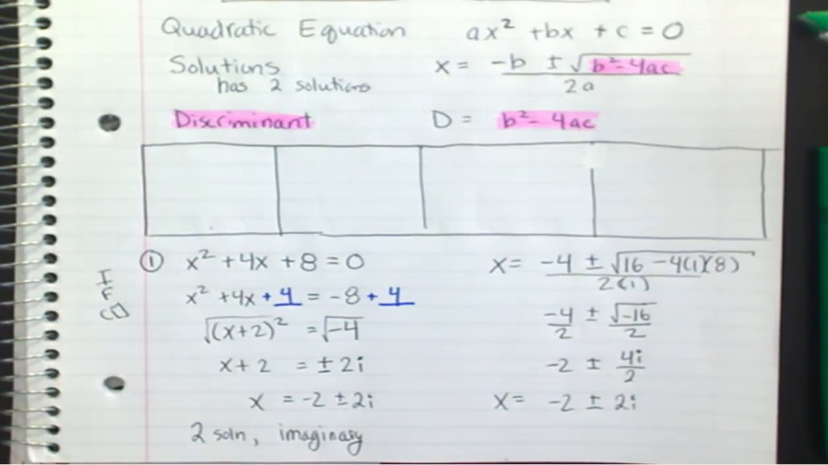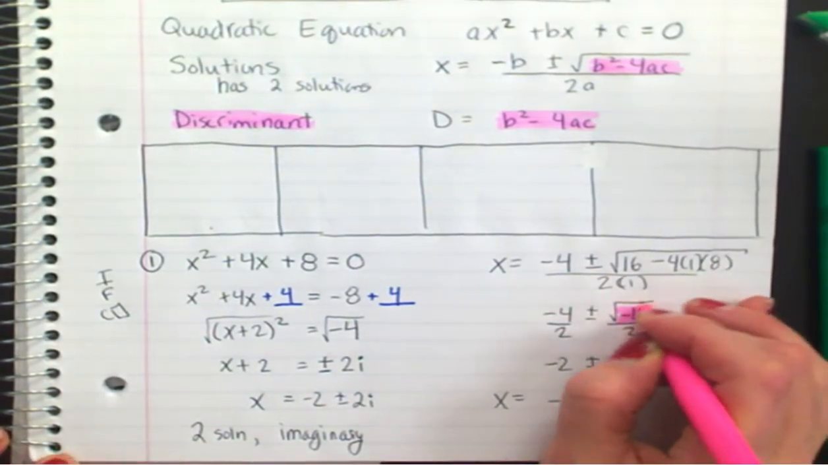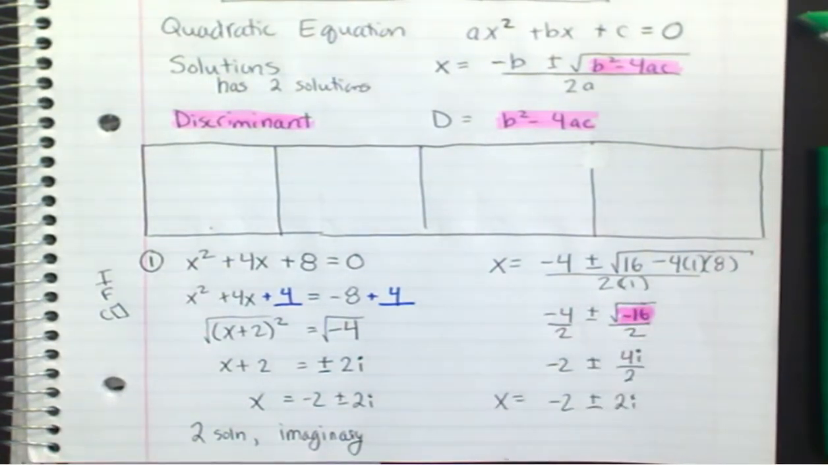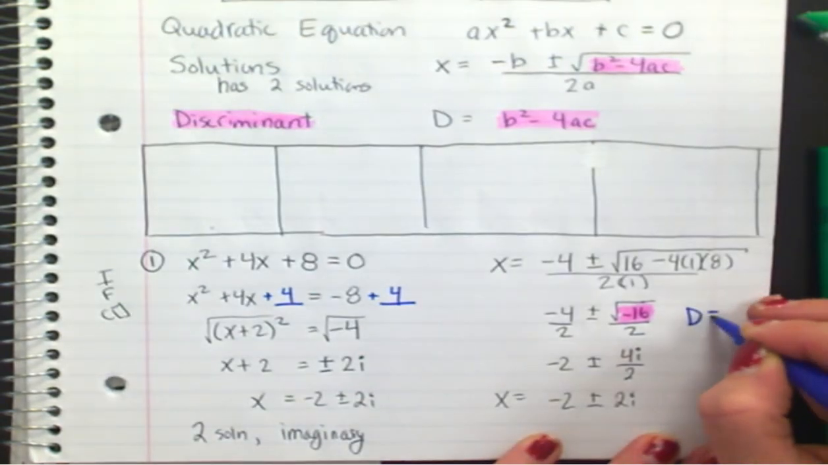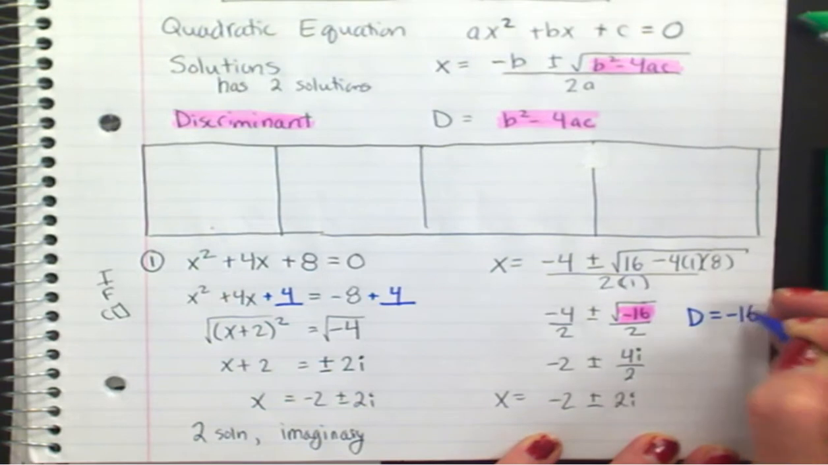All right, but I want to highlight my discriminant. The discriminant is -16.